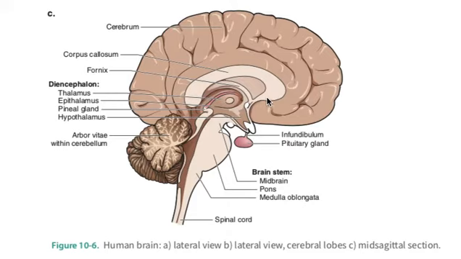All right, in this picture, we also want to take a look at this area of the brain, which would be called the thalamus. Now, this would be part of the diencephalon. You can see that it's kind of labeled on the side here. The diencephalon includes the thalamus, epithalamus, pineal gland, and the hypothalamus. So go ahead and find all of those structures.